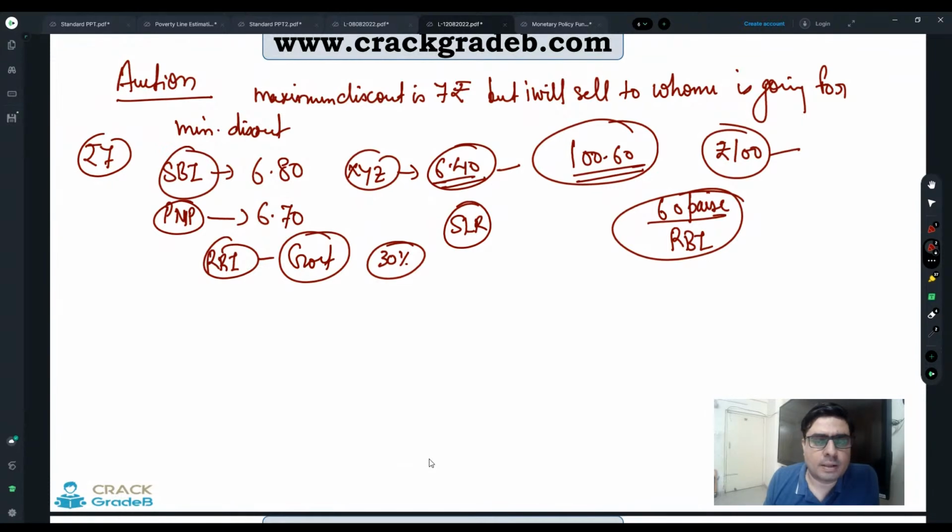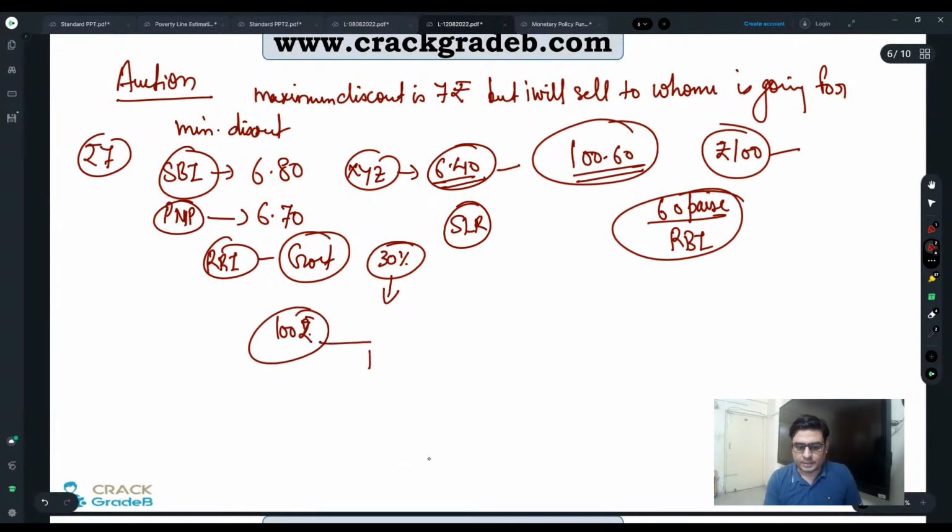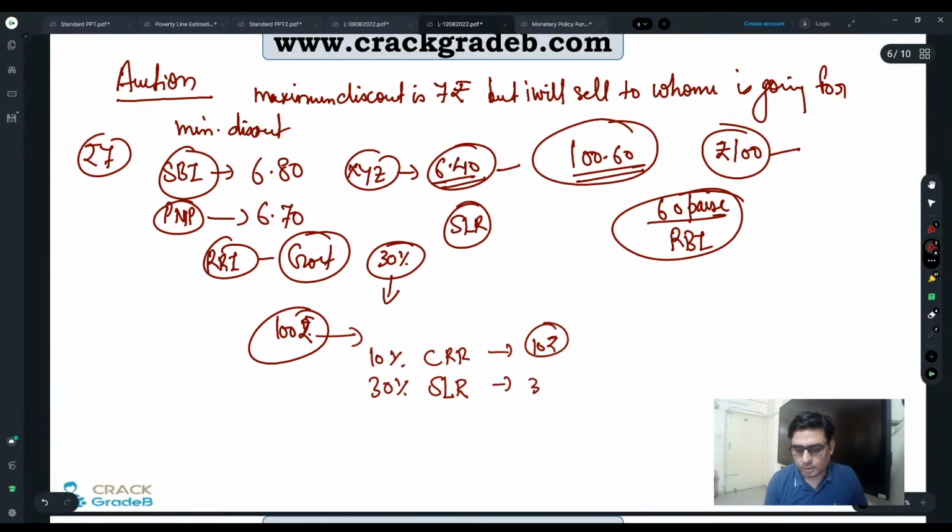So the government said that we are not biased against the private sector. If the private sector wants, they can come and do business in India. We do not have any issue. But at the same time, the government with the RBI is going to maintain 30% of SLR. Now, if the bank is getting 100 rupees, and CRR is 10%, SLR is 30%, that means 10 rupees you have to put in cash, 30 rupees you have to put in government securities.